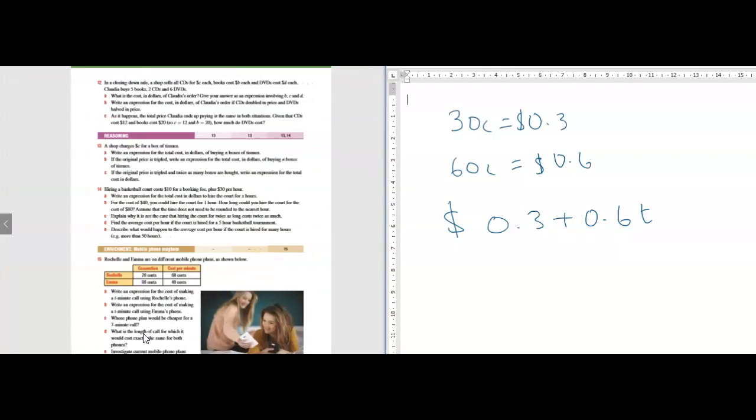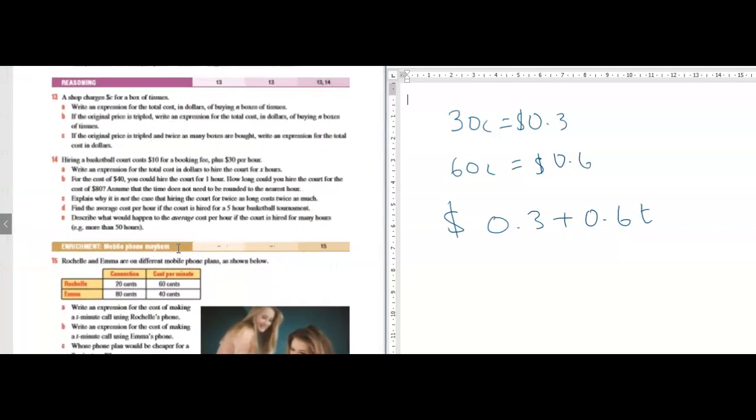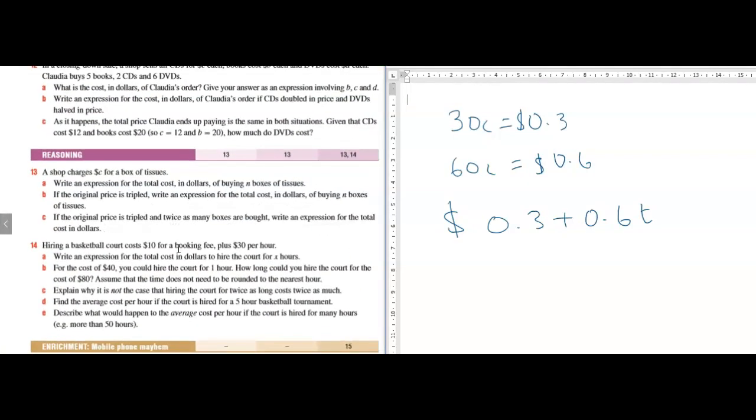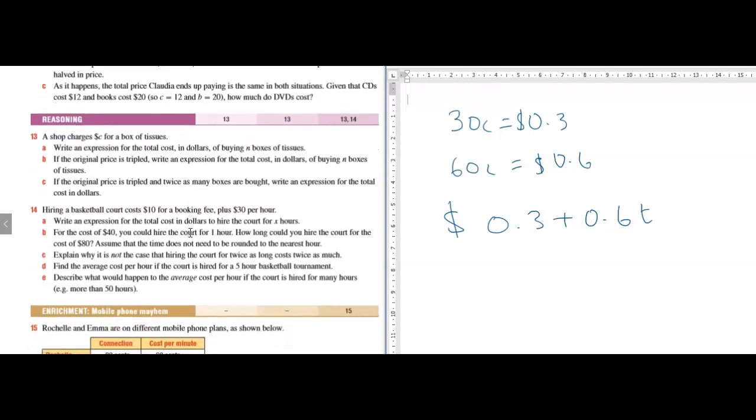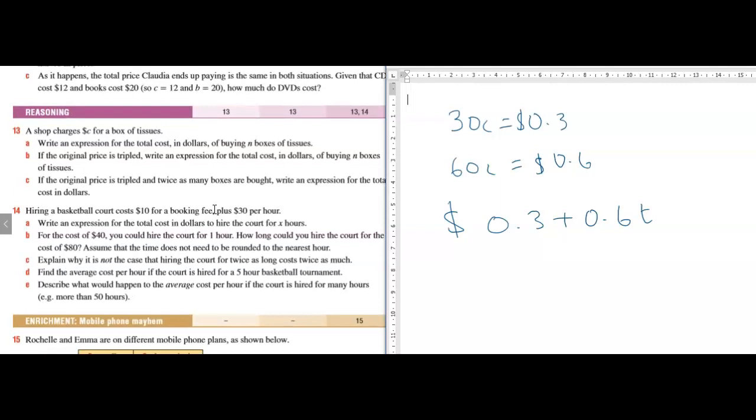Now, question 12, let me just zoom in. I'm going to leave you with that because I think by now you should have got the hang of it. Now, question 13, when we're looking at the reasoning ones, you're going to have to set up your own equations. So question 13, a shop charges C dollars for a box of tissues. Write an expression for the total cost in dollars for buying N boxes of tissues. So we don't know what the cost is, so it's just going to be C times N.